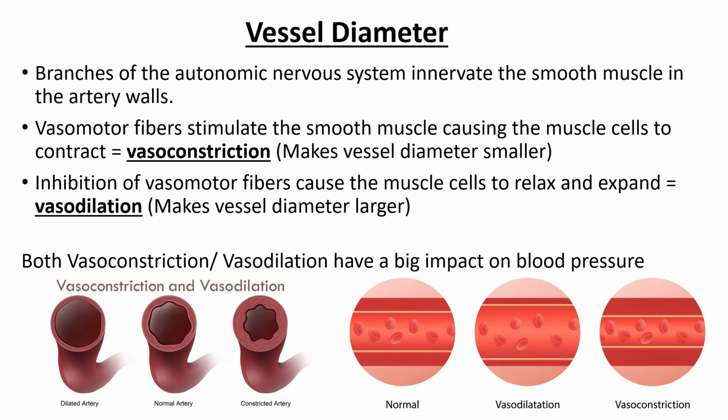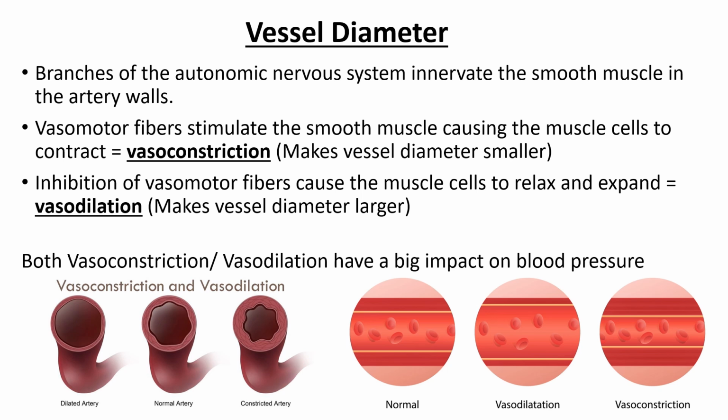So vessel diameter. Branches of the autonomic nervous system innervate smooth muscle in the artery walls. So remember, autonomic, we think automatic. So this is the stuff that your brain is doing subconsciously. Vasomotor fibers can cause the smooth muscle to contract. We refer to this as vasoconstriction. Vasoconstriction is where we're going to make the vessel smaller in diameter. So we close off those vessels a little bit. We shrink it in.